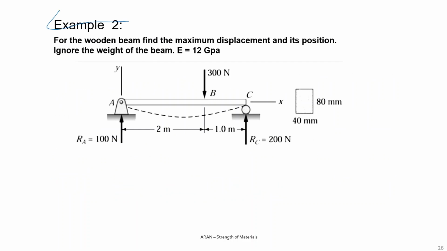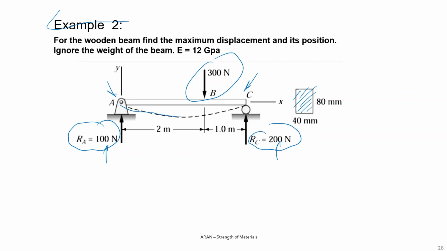Another example: here we have a supported beam. An external force is acting. The cross section is a rectangular cross section. By using the equilibrium equations, you can find that RA and RC values are 100 and 200 respectively, and then start to draw the elastic curve. The elastic curve will look something like that.